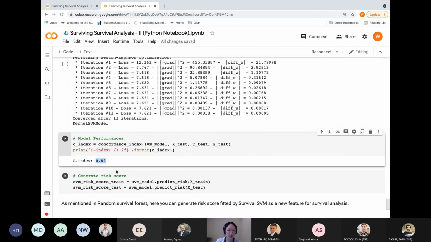And still, similar to random survival forest, you can call this predict risk method to generate risk scores on both training and test data sets. And then you can do later survival analysis using this new feature. Yeah, thank you, that's it.